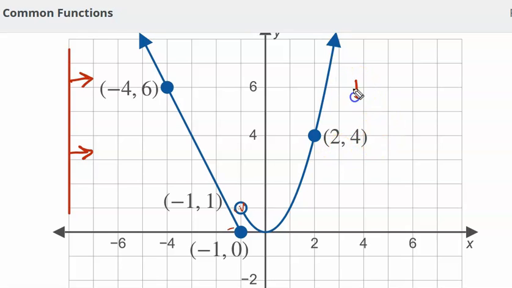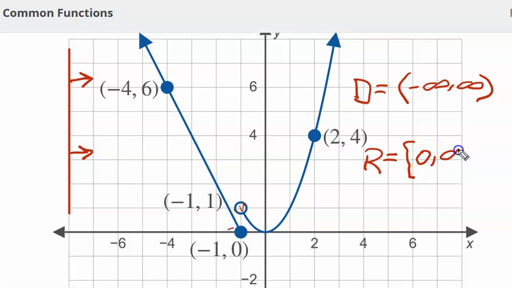Now, what would be the domain of this graph taken all together? Well, interestingly, it's all real numbers from -infinity to +infinity. Now, how about the range of the graph as is shown here? Well, since 0 is included here, we would put a bracket, and that would go to +infinity. Okay, that'll wrap up this lesson, and you'll have your practice.